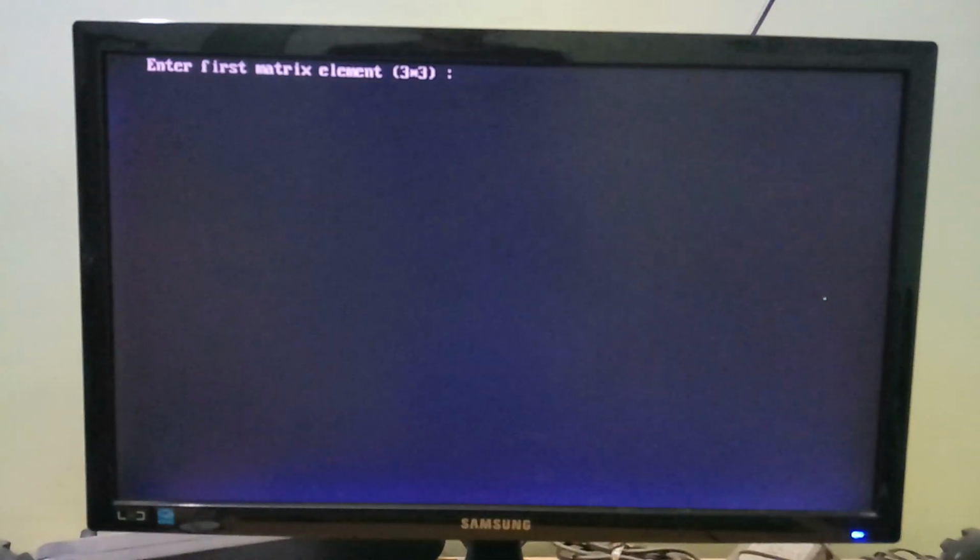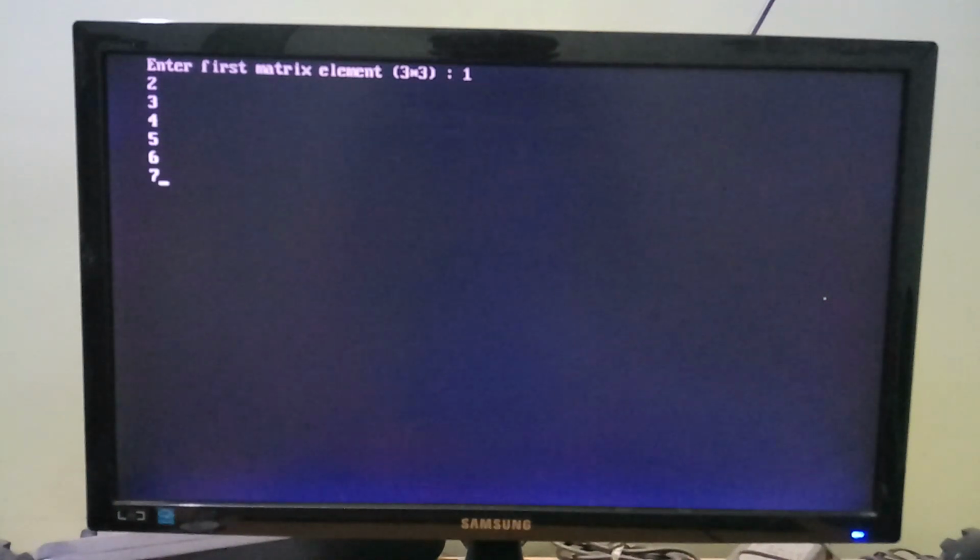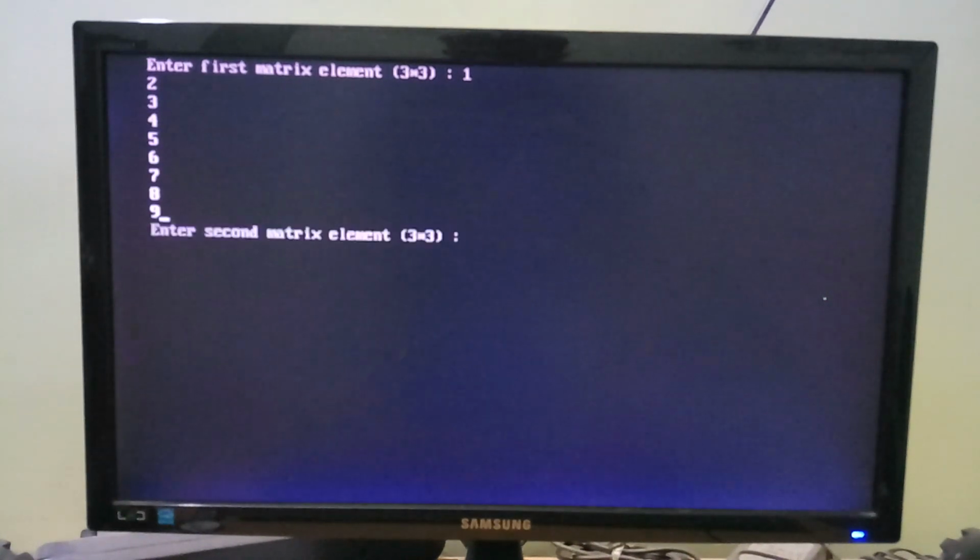Okay, enter the first matrix element. We know 3 into 3 means 9, there should be 9 elements. So 1, 2, 3, 4, 5, 6, 7, 8, 9. And now enter the second matrix element. So 1, 2, 3, 4, 5, 6, 7, 8, 9.